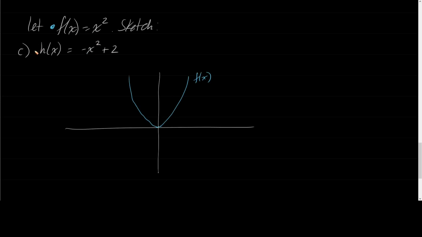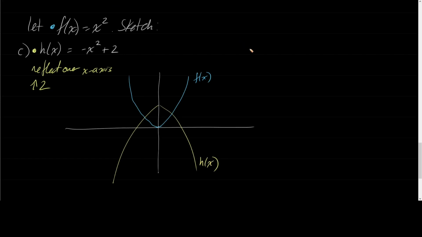Well, I'll do this one in yellow. This right here, it's a transformation, right? So that's a reflection. So we're going to reflect over the x-axis, and also we're going to go up by 2, right? Because of this plus. So reflect over the x-axis, so something like that, but then we need to shift it up by 2. So really we have something like that. That is our h of x.